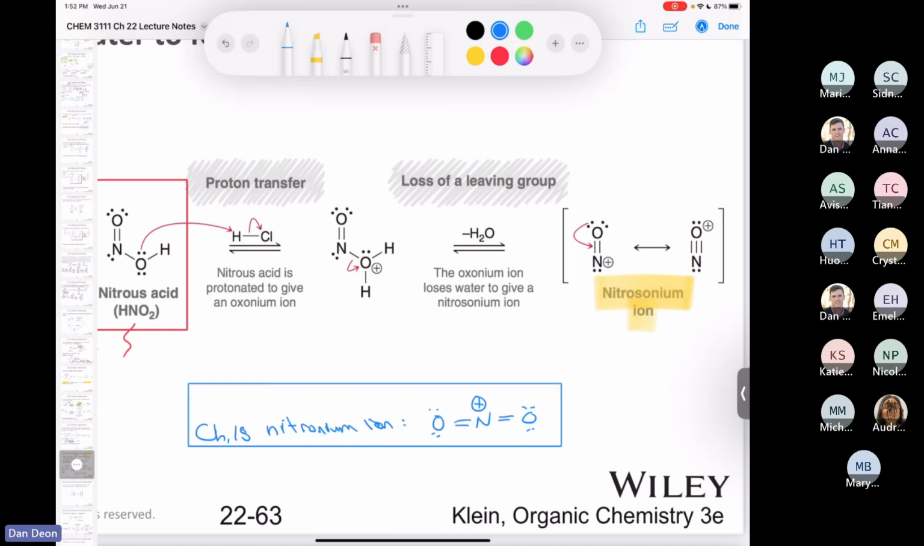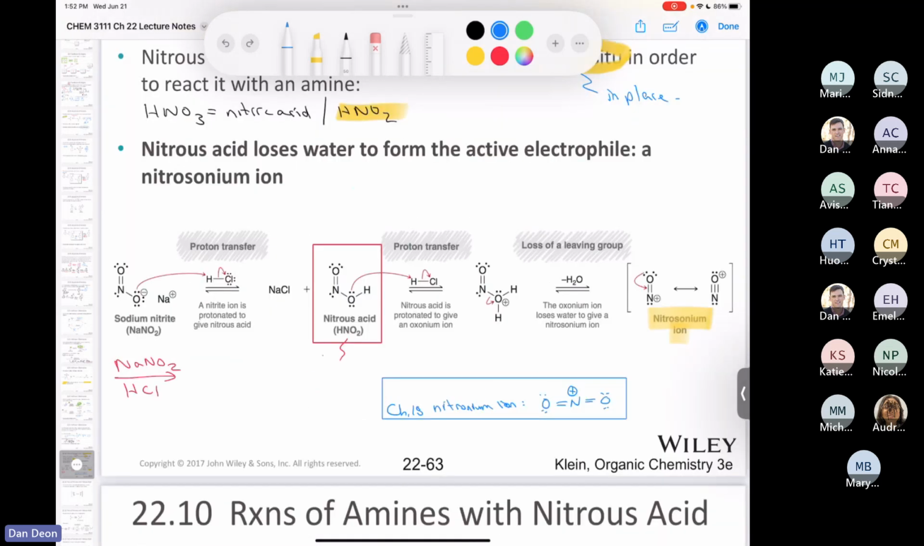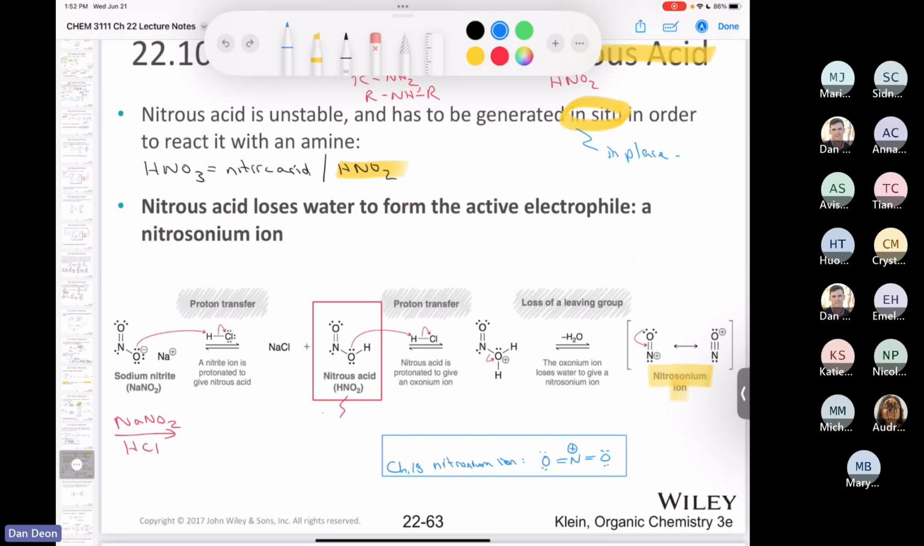But the nitrosonium ion consists of only one nitrogen and one oxygen. You can see it must be electrophilic because it's got a positive charge. We have two resonance contributors. In the second one here, you can see that everybody has a complete octet like that. So the nitrosonium ion, again, is produced in situ by a mixture of sodium nitrite and HCl. So we form nitrous acid, it gets protonated, again loses water, and we make the nitrosonium ion.